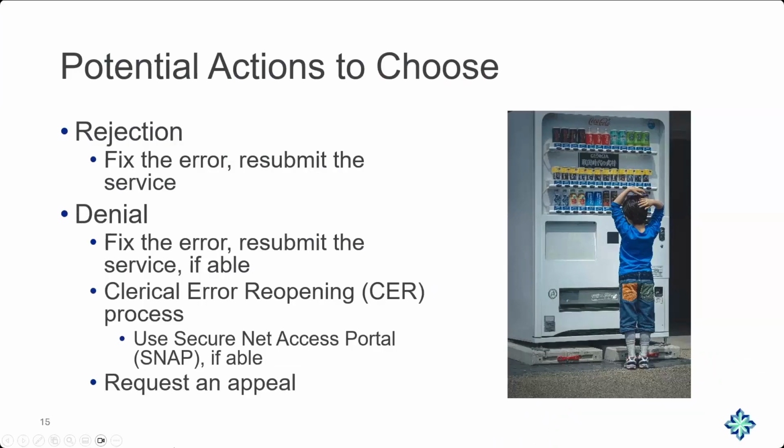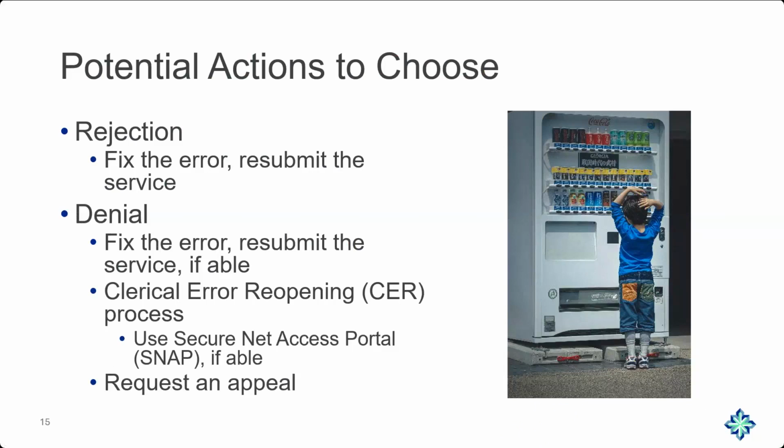After reviewing that remittance advice, you're going to need to choose your next action. For an unprocessable or rejected claim, you need to fix the error and resubmit the claim to Medicare. If the claim or the claim line denied, though, there may be multiple actions to choose from. This slide has a few of them listed here. If the claim or claim line denied, you may be able to simply resubmit the claim.